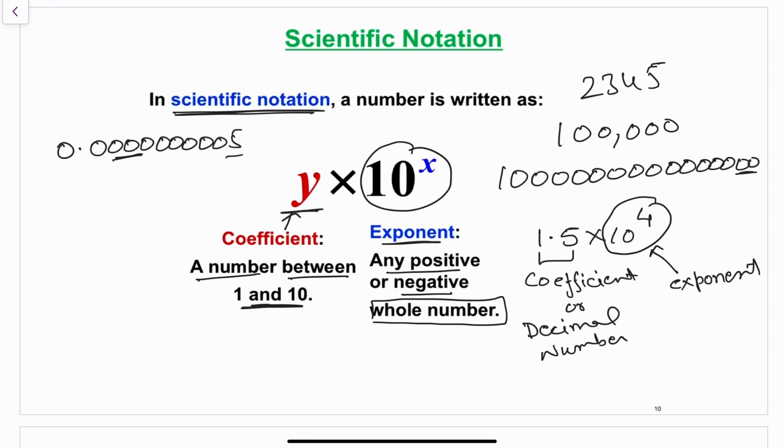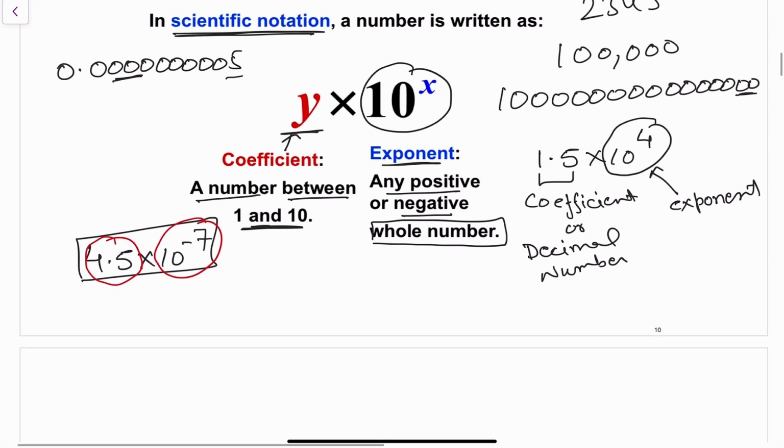If I give you another example, something like 4.5 times 10 to the power negative 7, this is also a type of scientific notation, because this number over here is a coefficient and this number is an exponent. So let's try to do some examples on this, and then we'll go forward from there.